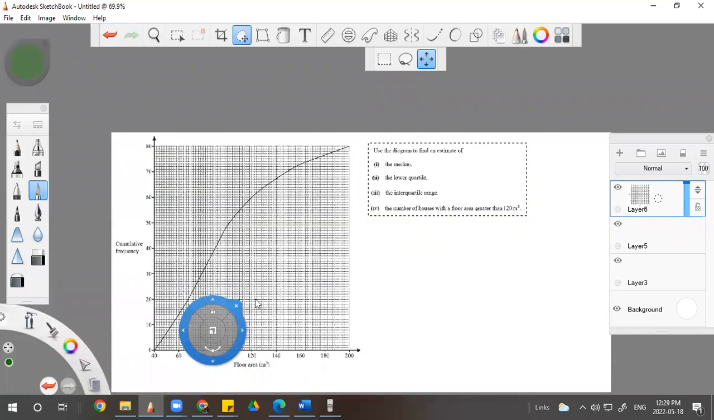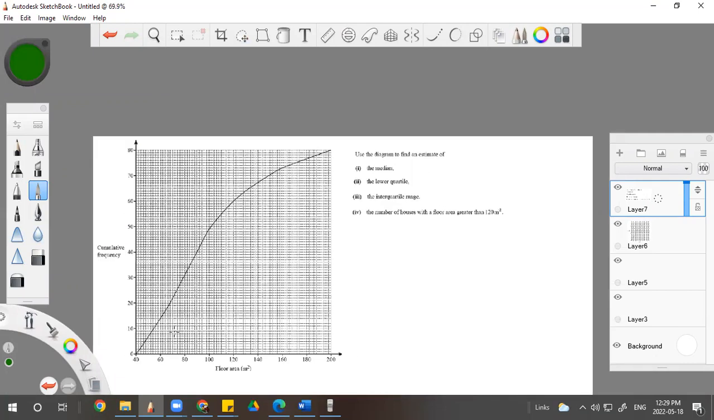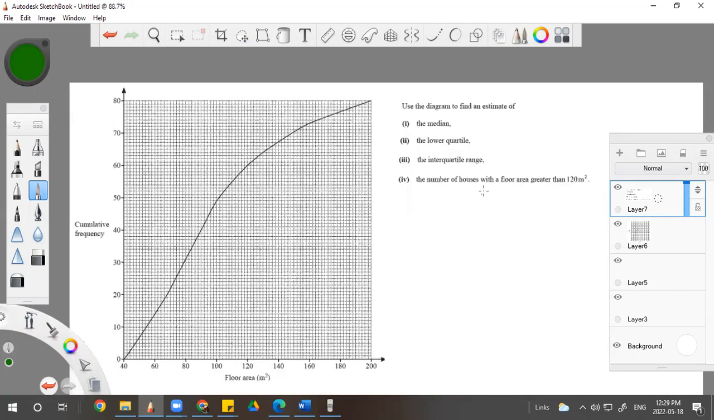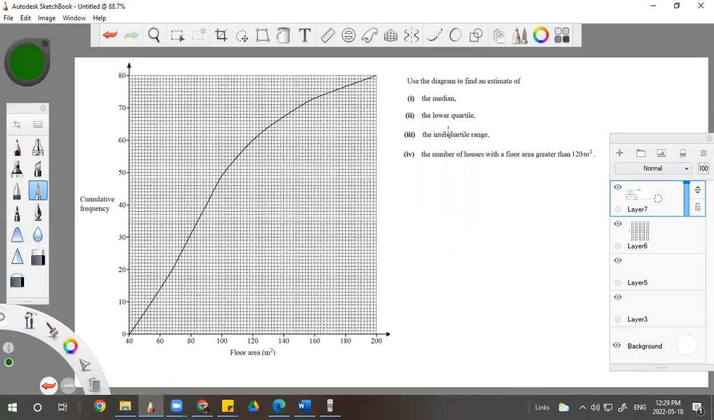Okay, use the diagram to find an estimate of the median, lower quartile, interquartile range, and the number of houses with a floor area greater than 120. Again, median, lower quartile, interquartile range means you just have to find Q1, Q2, Q3. The total frequency is 80, so this will be the position of the median. In the middle of 80, you divide by 2, 40. This is the median, or Q2. I just write Q2 here, or median, same thing.